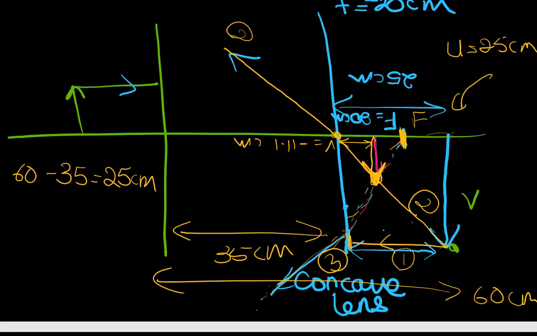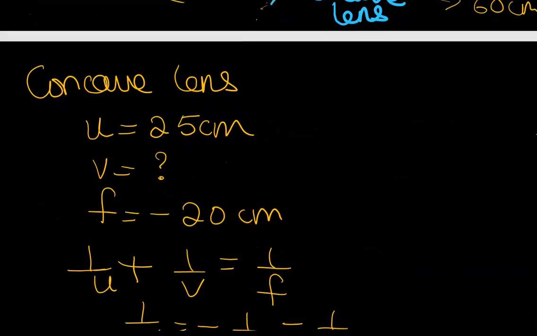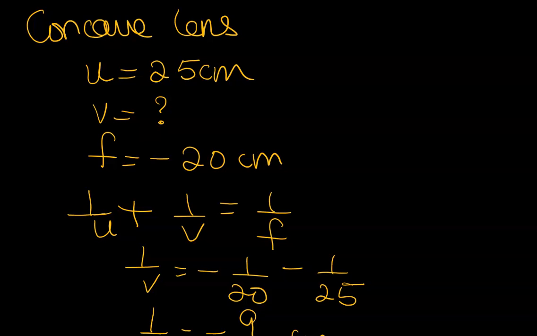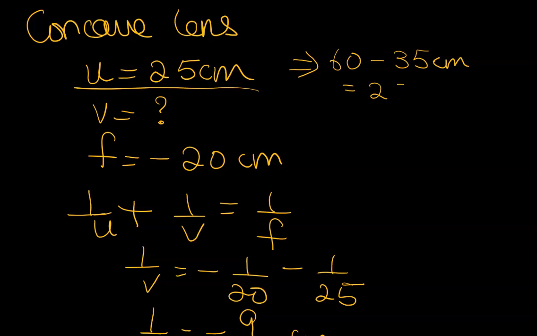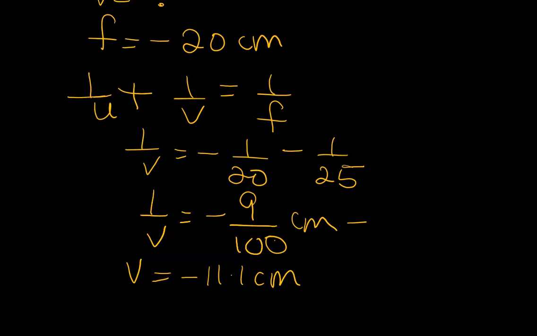So when I measured this distance now from here to here, I got negative 11.11. And if you go back to your calculation, it would have been the difference between your image and the position between the lenses. So that is where I got my 25 centimeters. And then when I worked it down, I got v to be negative 11.11.